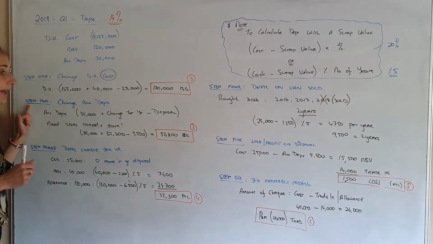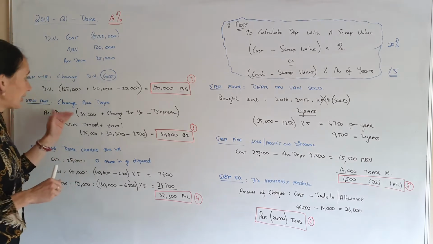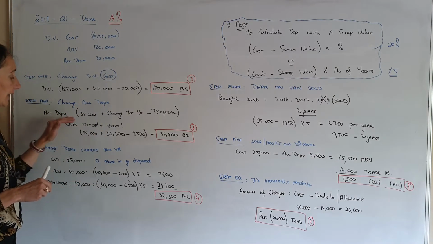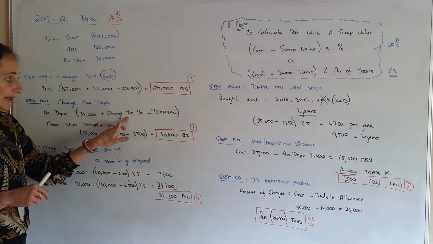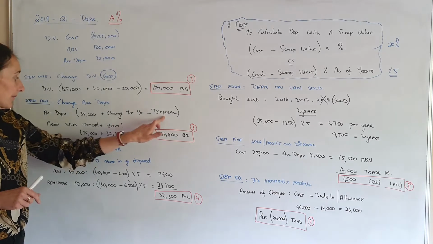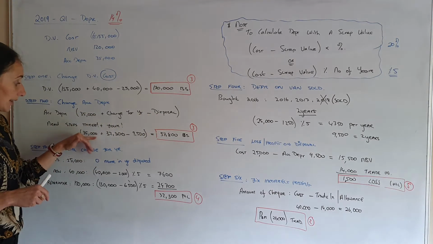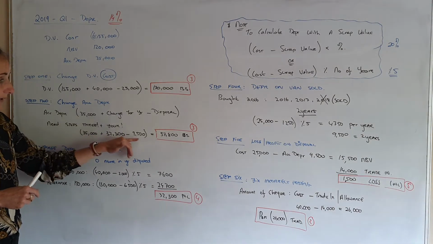Okay, step 2. They don't have to be in this order of steps. You can do them in whatever order you want. You're going to change your accumulated depreciation. So your accumulated depreciation at the start was 35,000. You want to add on the charge for this year and take away the disposal. You need steps 3 and 4 to be able to do this. So at the moment, that's the only figure that I can fill in. This came from step 3 and this came from step 4.